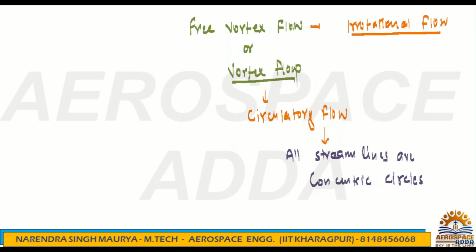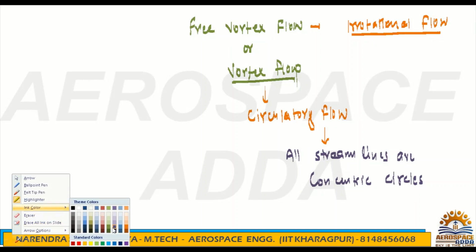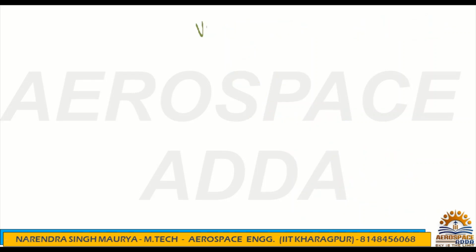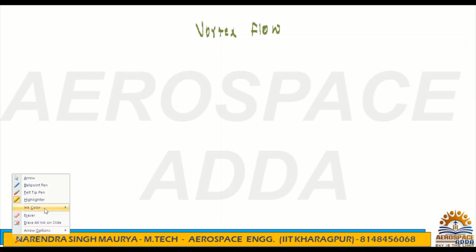Now, if you remember, because it's a circulatory flow, only tangential velocity will exist. So for the circulatory flow, it's very clear: the radial velocity will be 0 and the tangential velocity will not be 0. That is the condition for the circulatory flow. Okay, so again I will write: vortex flow is a circulatory flow.